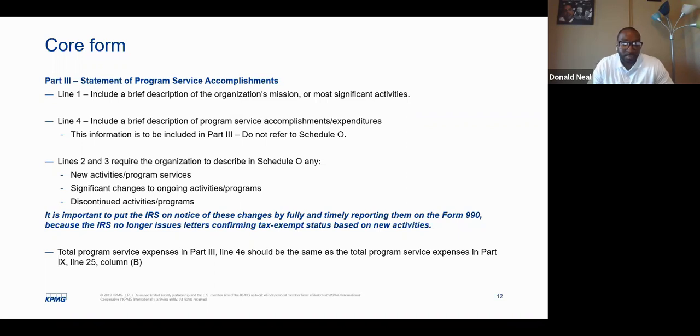But this last point is saying, in regards to column B for my program, Part 9 for expenses, that the total for line 25 should tie back to what I'm showing in Part 3, line 4E. So those numbers need to relate to each other, because basically what I'm saying is, these are my program services, these are my accomplishments, and these are the expenses that go along with these programs. So that needs to tie back to Part 9 as you're splitting that out.